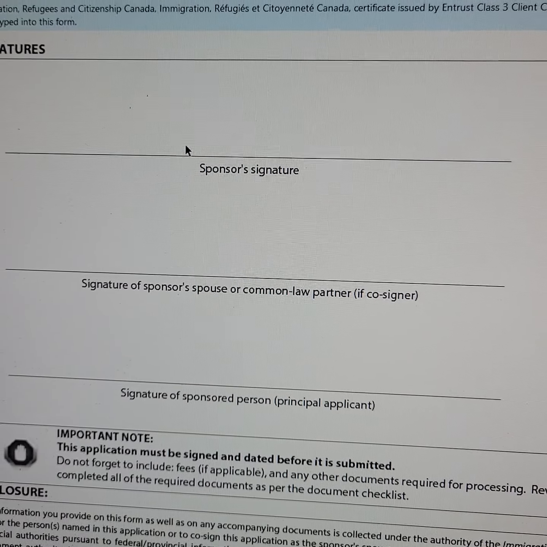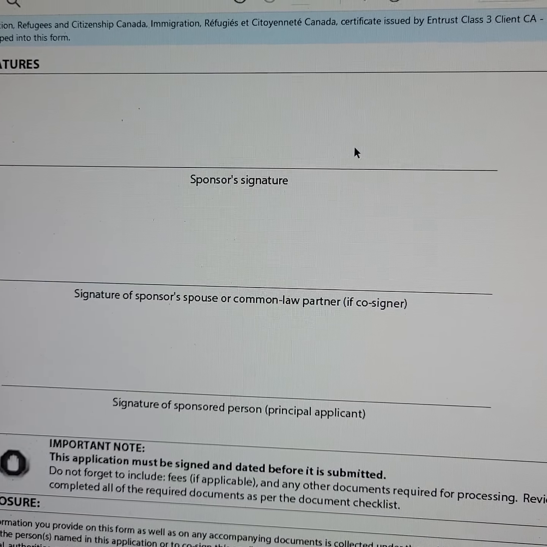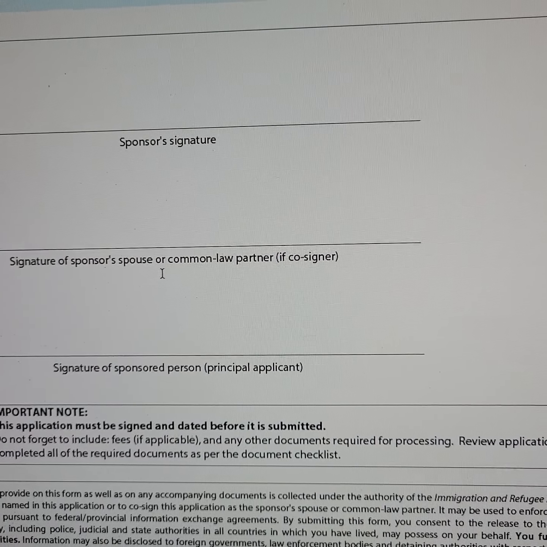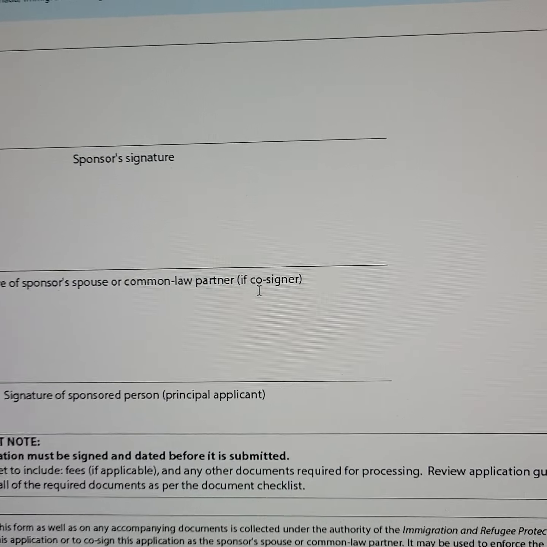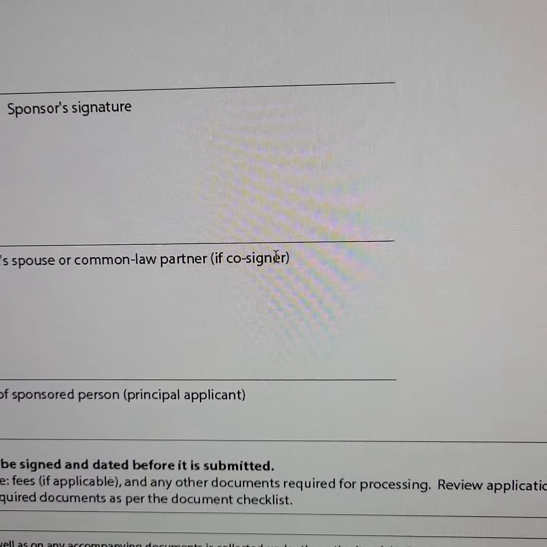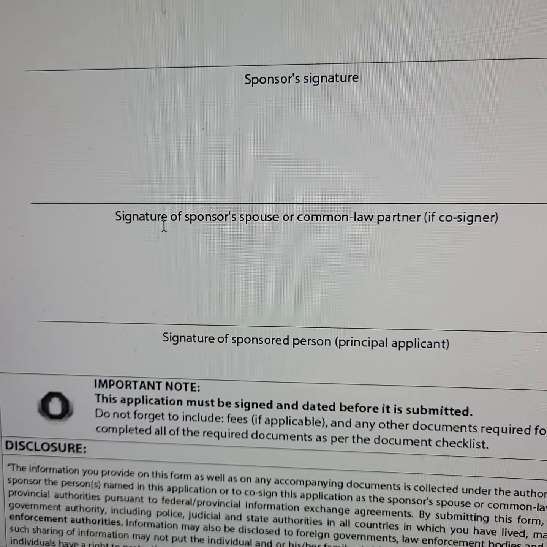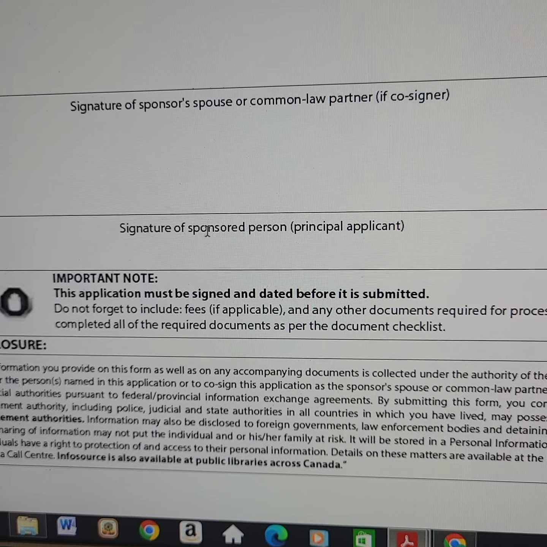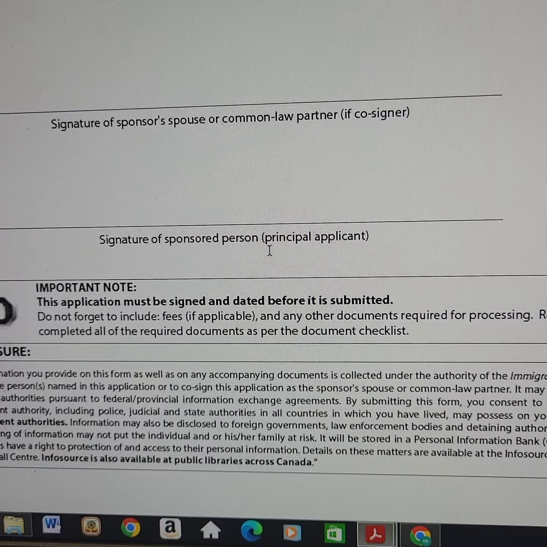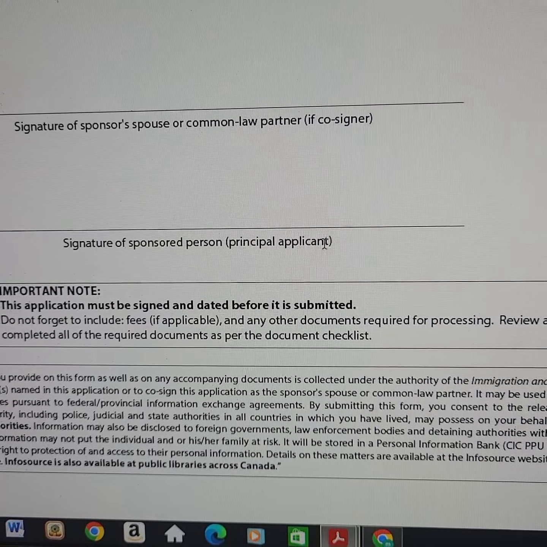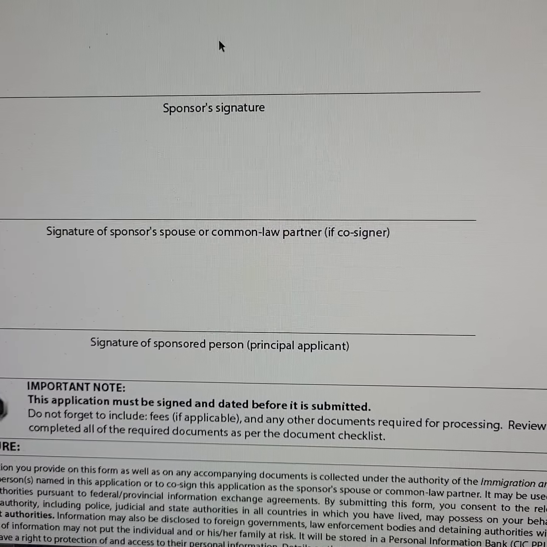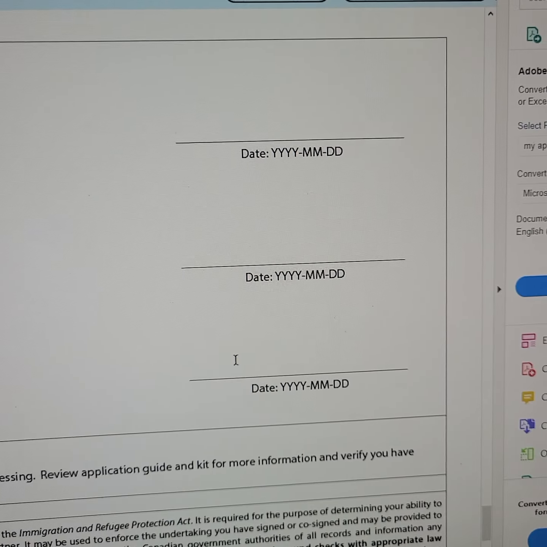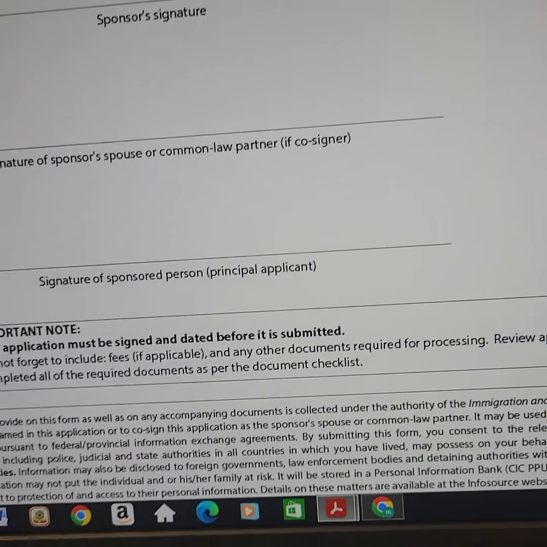Now on the top part it says sponsor signature, which would be a Canadian citizen, you, and then the bottom is signature of a sponsor, spouse, or common law partner if co-signer. Make sure you pay attention to the "if co-signer." Because you don't have a co-signer, there is no signature on the second line. And then on the very bottom, signature of sponsored person, this would be your spouse. Okay, so you have to sign on the top, and there has to be a signature of your spouse on the bottom. And obviously both dates have to be the same.